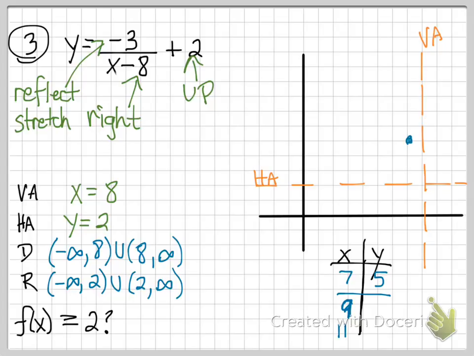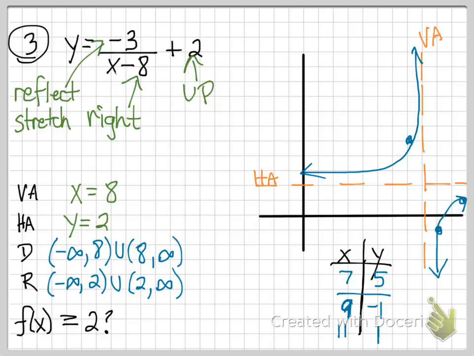At 9, 9 minus 8 is positive 1. Negative 3 divided by positive 1 is negative 3. Plus 2 gives me a negative 1. So at 9, I'm at negative 1. Now for kicks and giggles, I put 11 in there. 11 minus 8 is 3. Negative 3 divided by positive 3 is negative 1. Negative 1 plus 2 is positive 1. So at 11, it's at positive 1. So my curve is on the left-hand side of my asymptote on the top, and the right-hand side of my asymptote on the bottom.